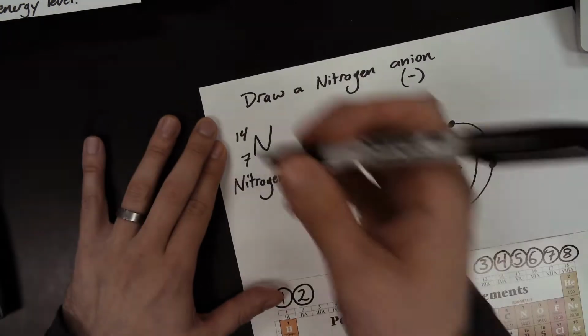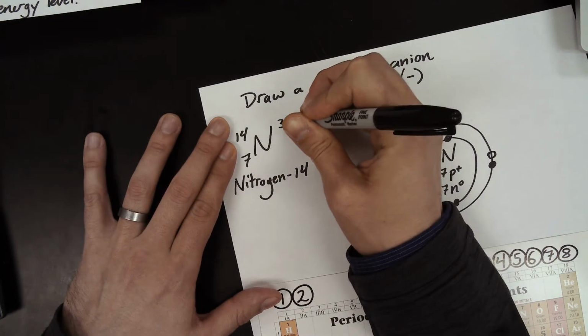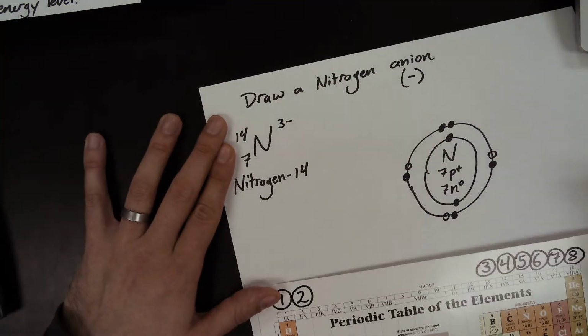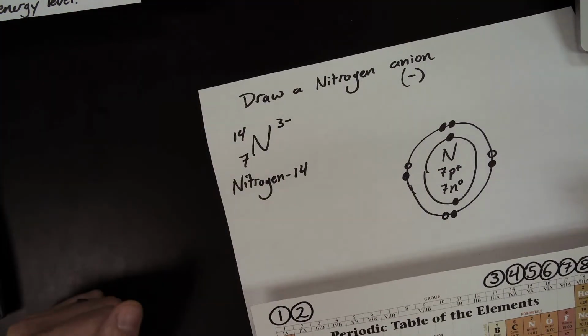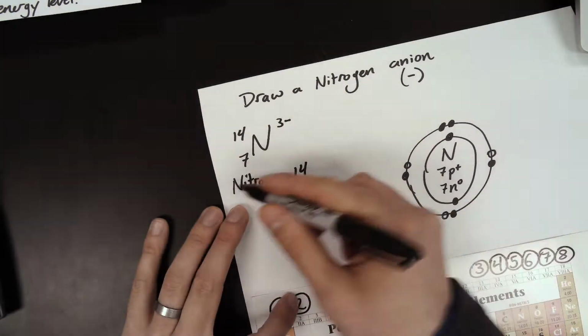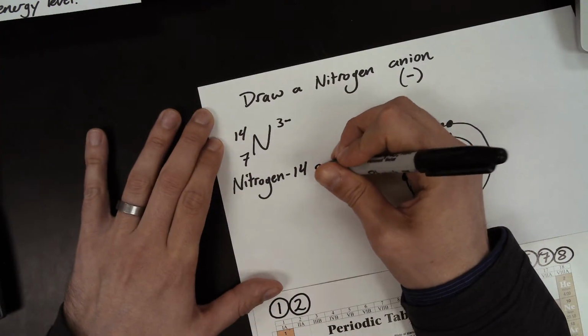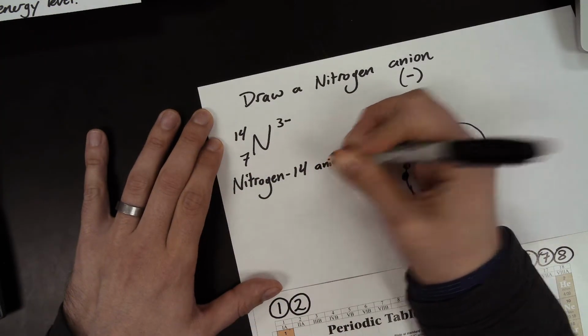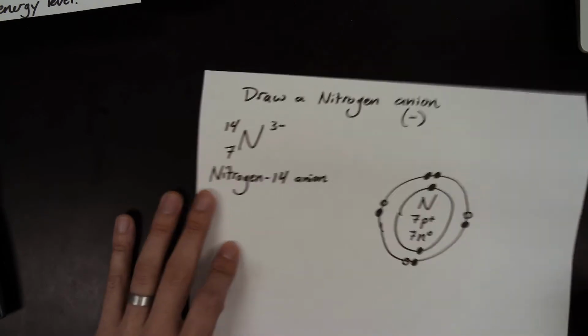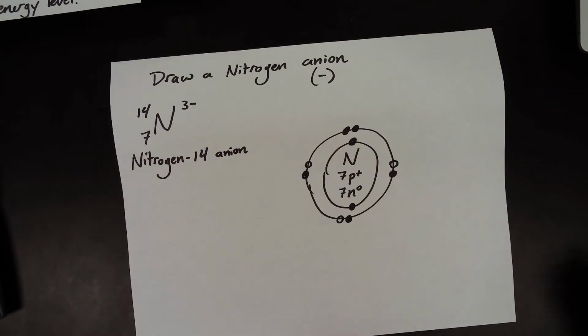And I'm going to add that to my isotope symbol. There's my charge, 3 minus. And I'm going to say nitrogen 14 anion. Bam. Not too bad. Let's try another one.